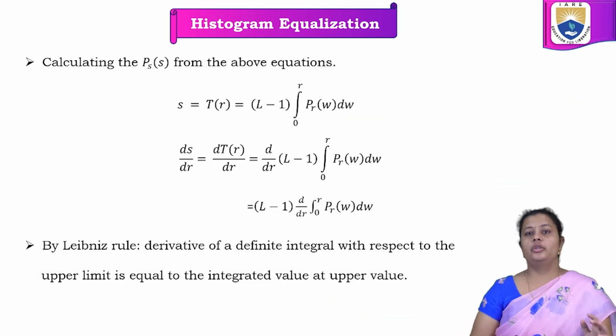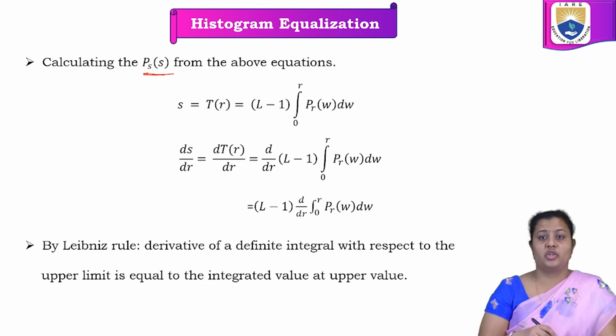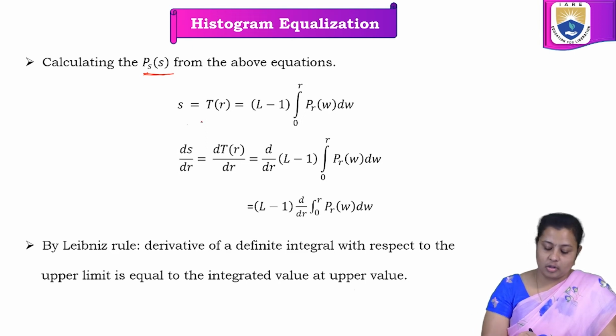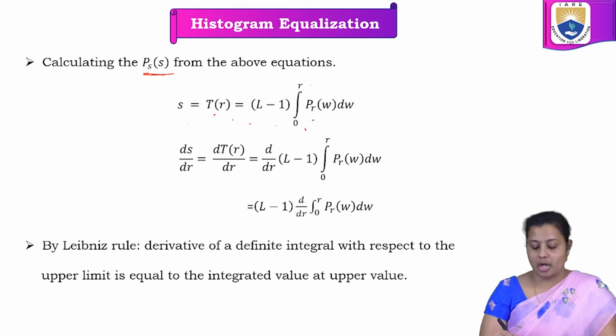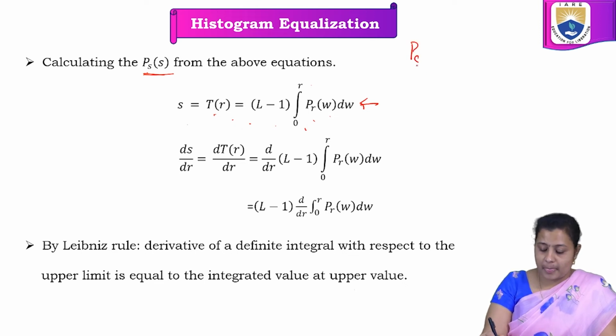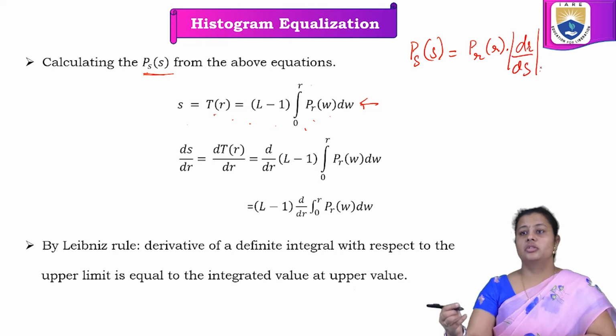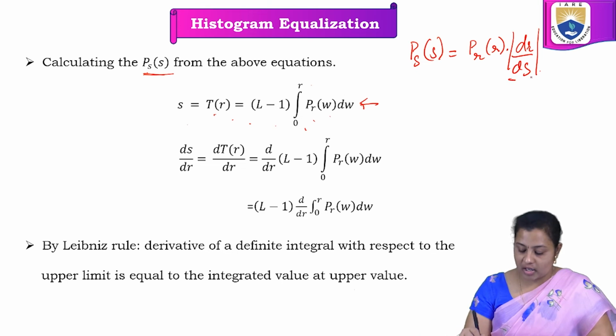Now, how are we going to calculate the probability density function of the output image? S is equal to T of R, equal to L minus 1 times the integration from 0 to R of PR of W into dW. The probability density function of the output is equal to the probability of the input function times the modulus of dR by dS. So this was the equation, and we have to calculate this part.